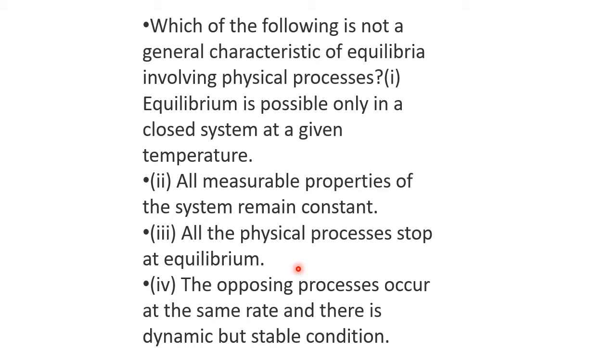Which one will you select? Is it 1, 2, 3, 4? Which of the following is not a general characteristic of equilibria involving physical processes? Okay. It is the second one, all measurable properties of the system remain constant. Okay. Next. No, see, let us look at this once again. It is the third: all the physical processes stop at equilibrium. The option is the third. Okay, right.